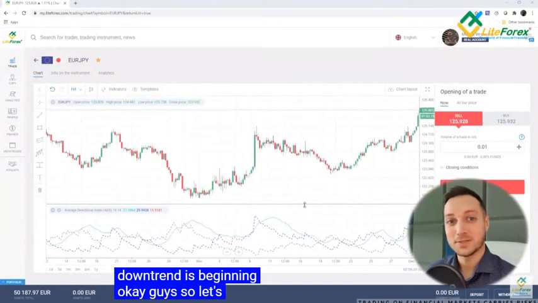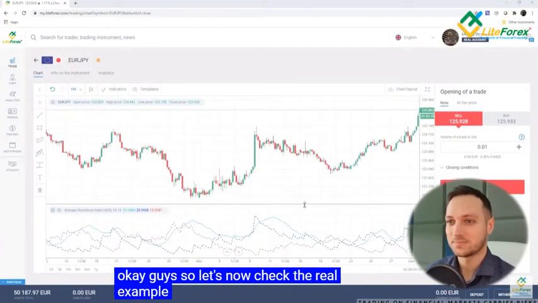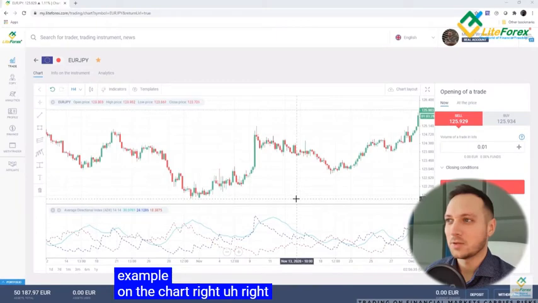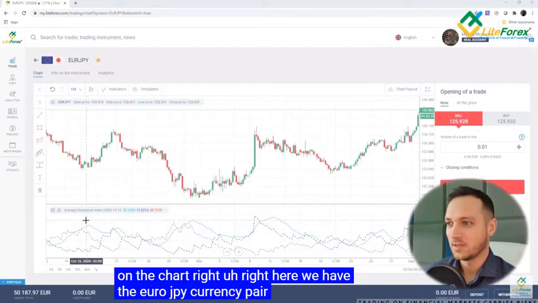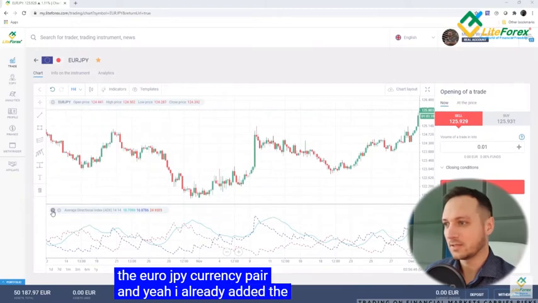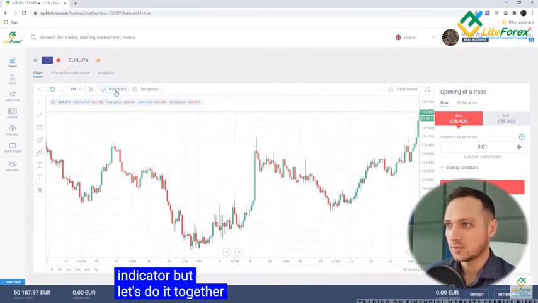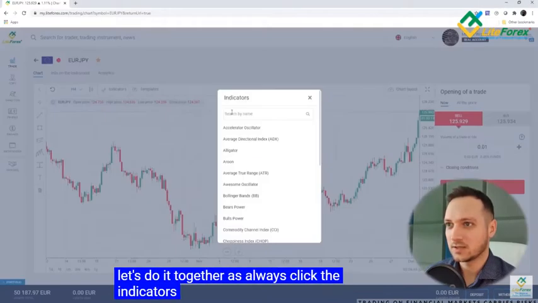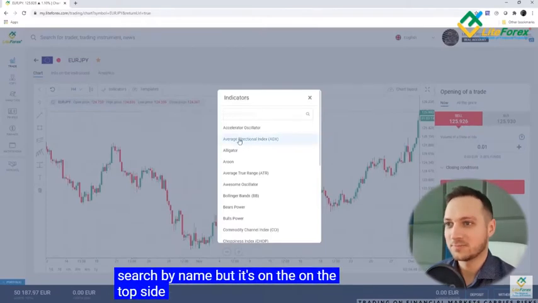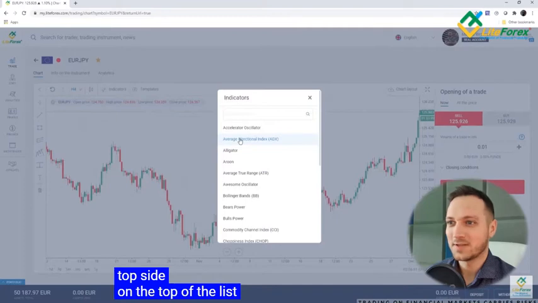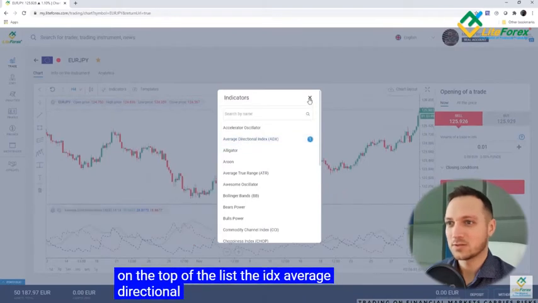Okay guys, so let's now check the real example on the chart. Right here we have the EUR/JPY currency pair. And I already added the indicator, but let's do it together. As always, click the indicators tab, search by name, but it's on the top side, on the top of the list, the ADX, average directional index.